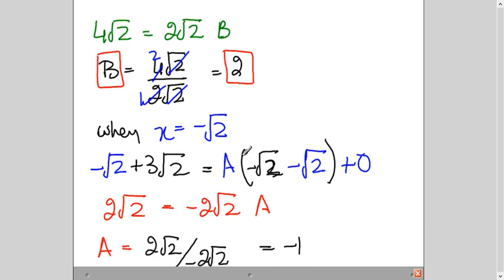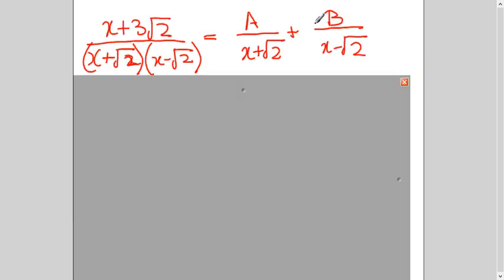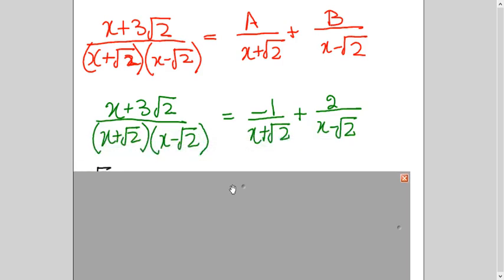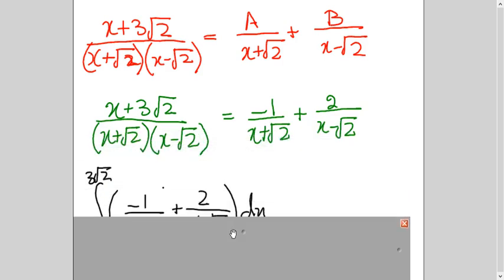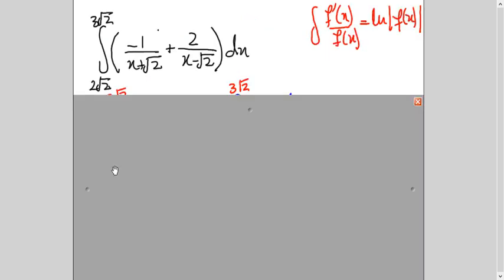Now a is minus 1 and b is 2. So I will plug in here the values. Okay. So after plugging in the values here, now I will integrate it, because this was my main function to integrate. So instead of writing it now, I will write this. And that's why I have done the whole process of decomposing it. And then I will apply limit 2 root 2 to 3 root 2.